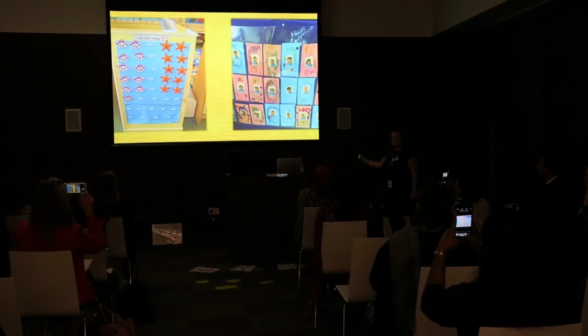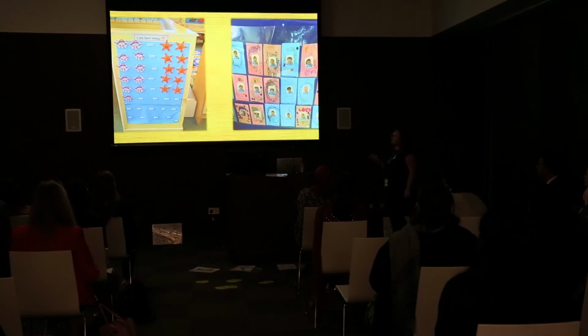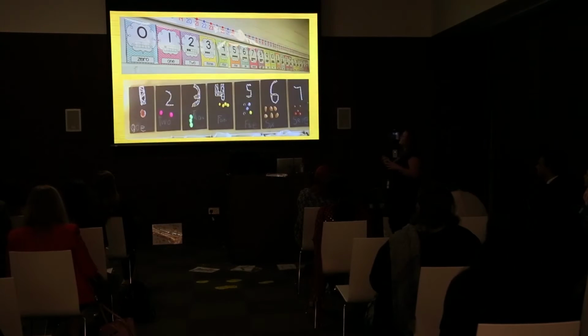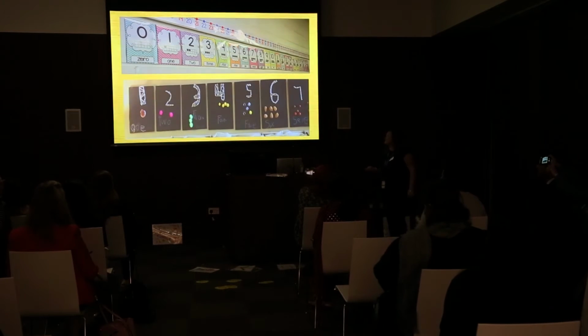That's theirs. And as they get older, they can write their name. You know, make everything about the child. Make it set. Your room should be centered around the children. Even your number lines, they make them. Everything's made by the children.